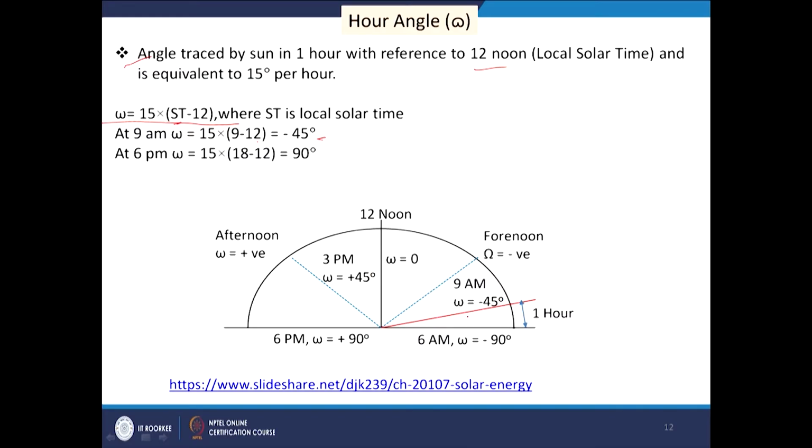So, on this side we are getting minus 45 degree. Now, at 6 PM that will be 15 into (18 minus 12), so 90 degree. So, we will be getting 90 degree at 6 PM. So, here we have this angle, and this is our hour angle. The hour angle will also influence the intensity of solar radiation on a plate or collector.